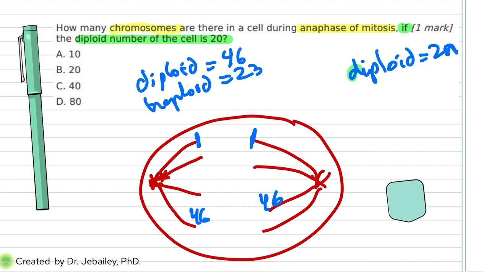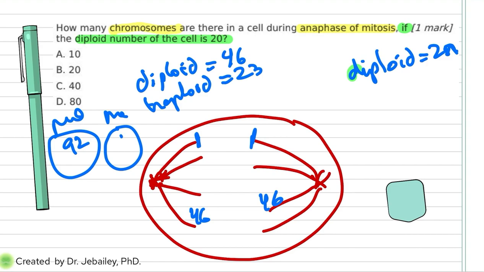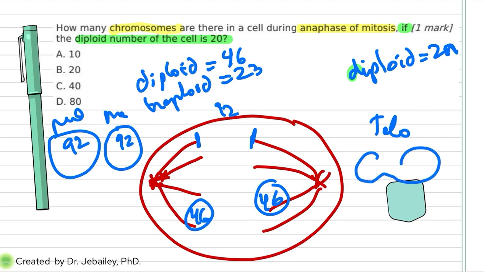So when you start mitosis, let's say during prophase, how many do you actually have? 92. And in metaphase, what do you have? 92. And then here you have 92 because you've got to split 46, 46. So when you get to telophase, what are you going to have on each side? A 46 and a 46. So they're asking how many there are during anaphase. Look, anaphase for humans is 92.